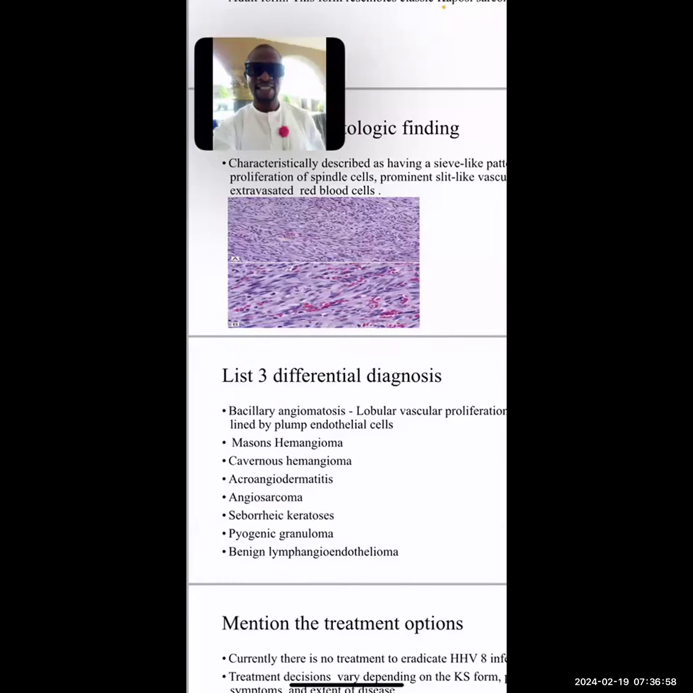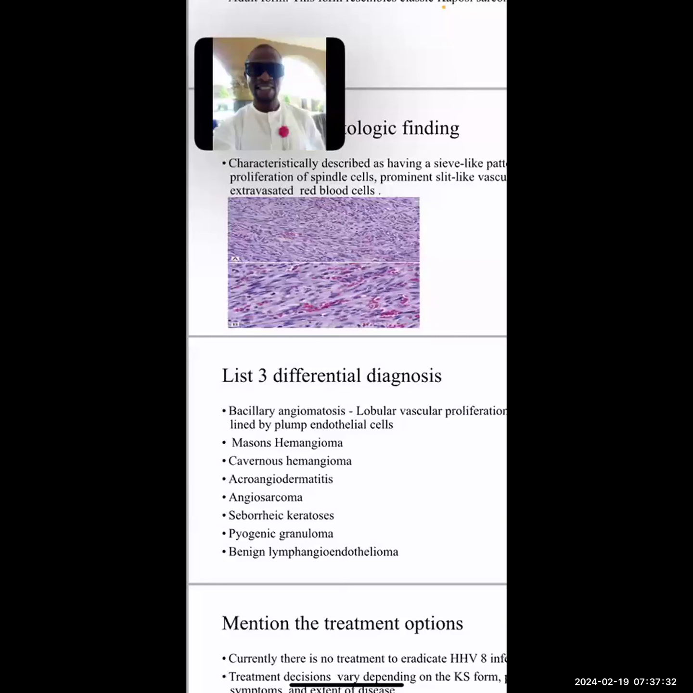Then the hemangiomas are a very strong differential, both Mason's hemangioma and cavernous hemangioma. Another one is the seborrheic keratosis, in which individuals have new onset florid lesions, like an outbreak, that may resemble it. So in such patients, you want to screen for malignancies. So that's seborrheic keratosis.